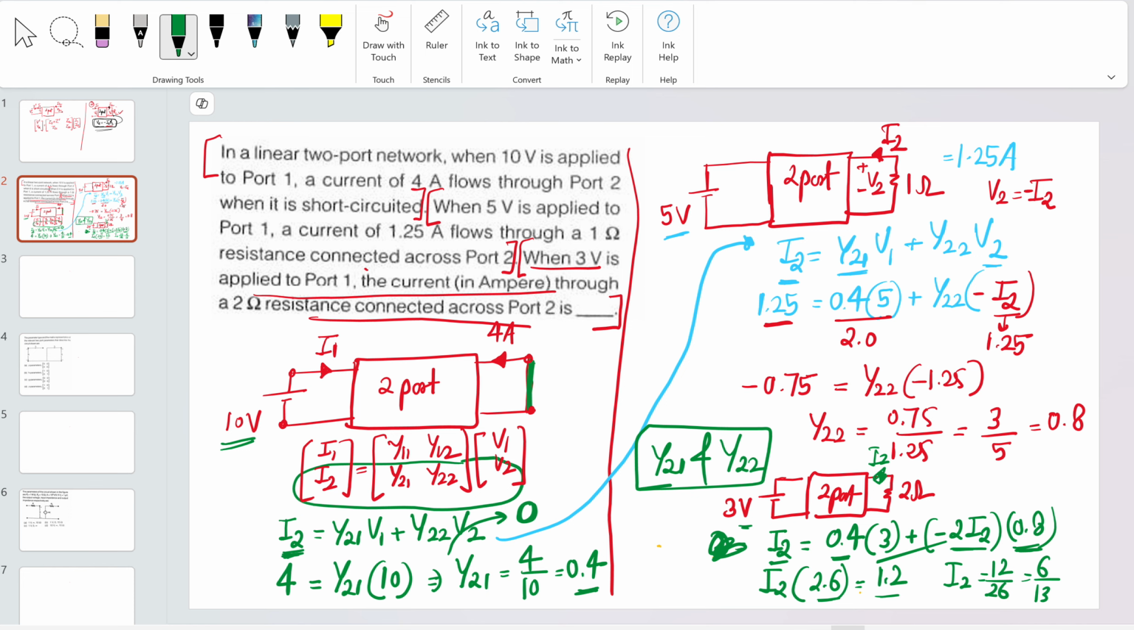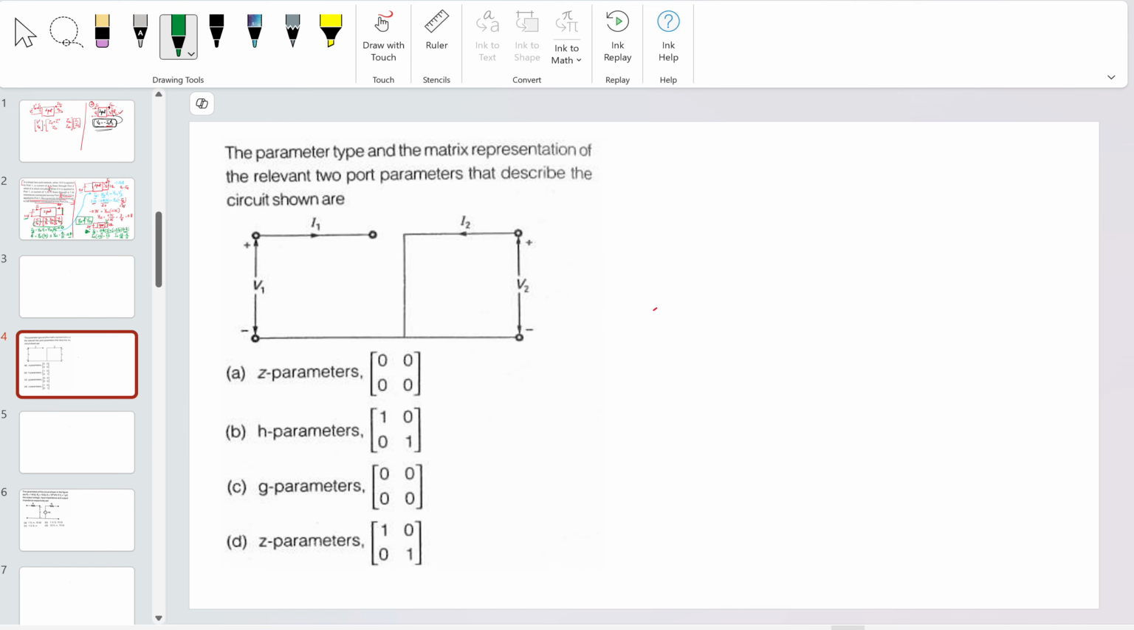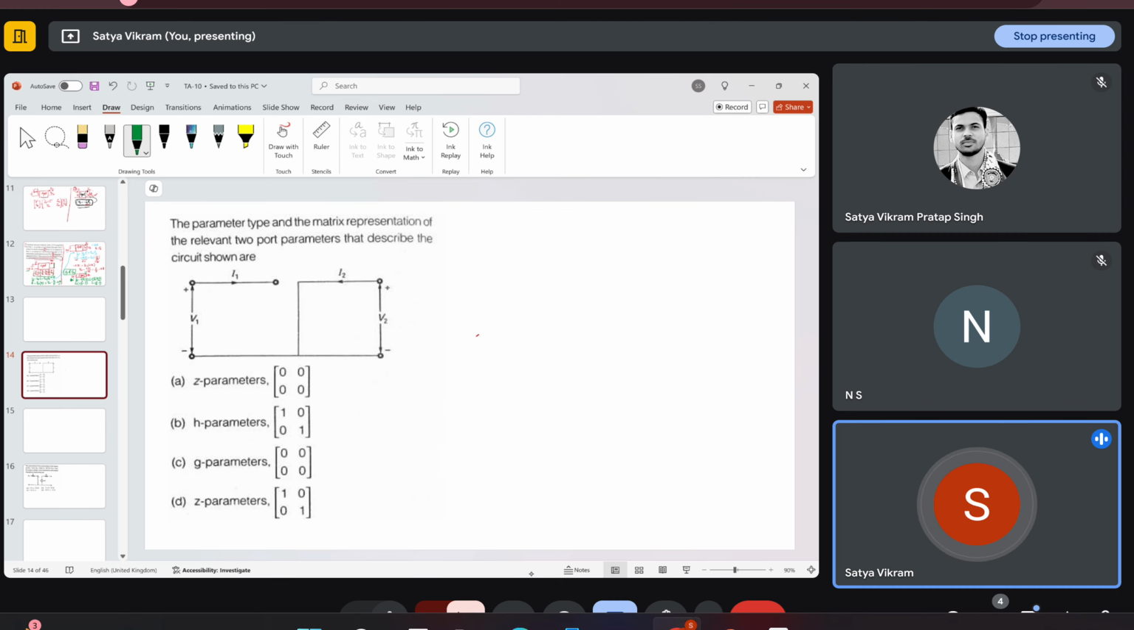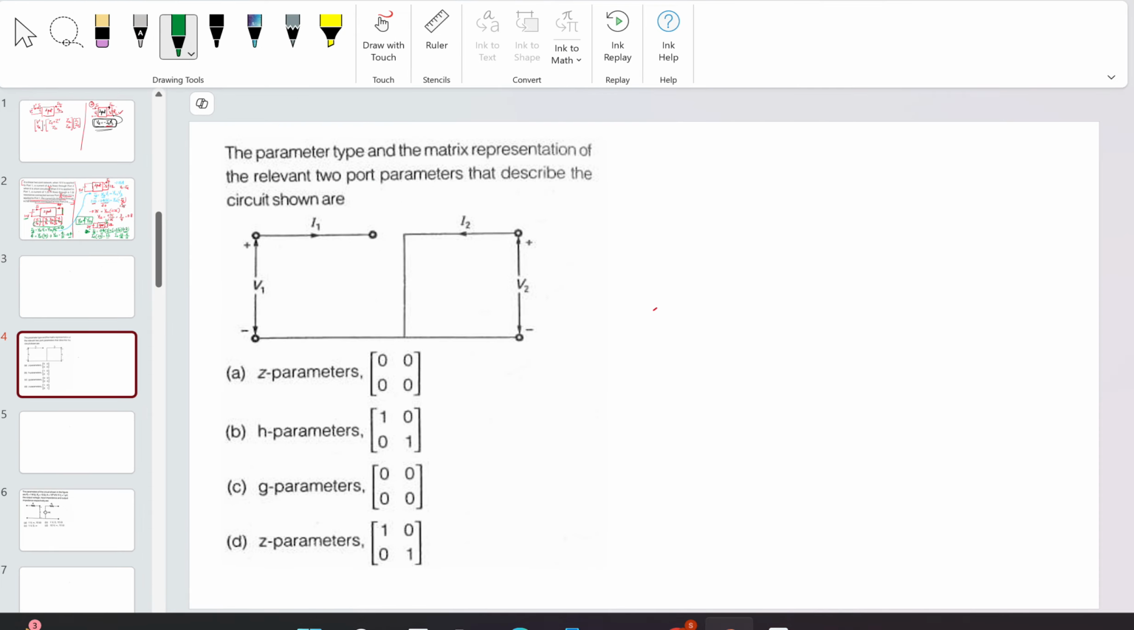So let's move to the next problem. Try to solve this. This is an easy kind of problem, and take your time. If you need any formula, just let me know. Let me give the H and G formulas basically, and after that you can solve.